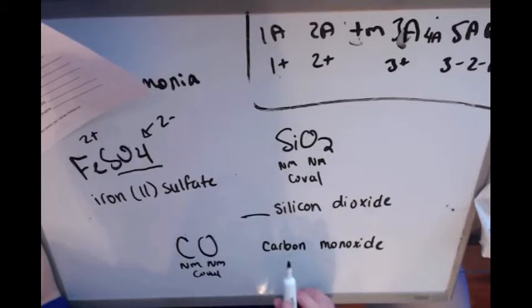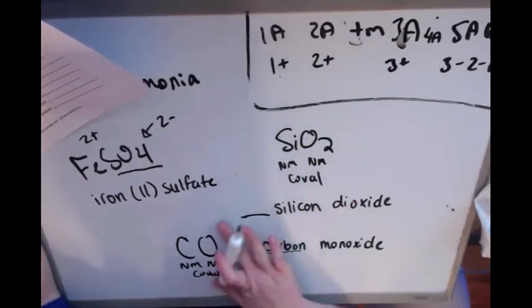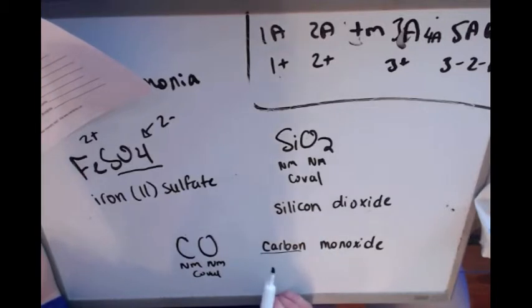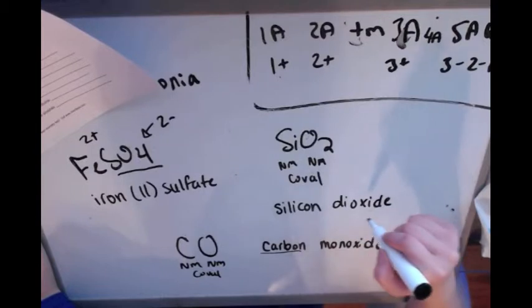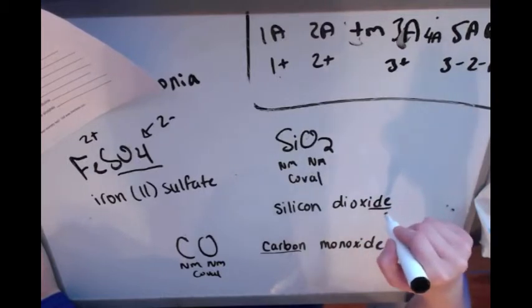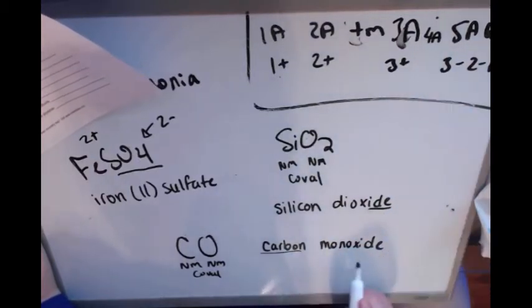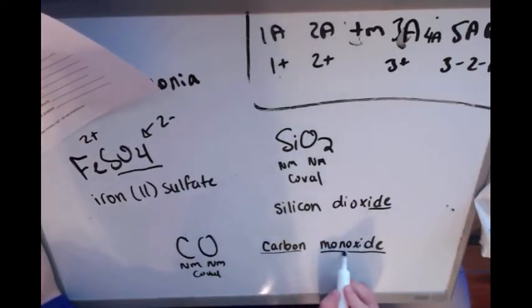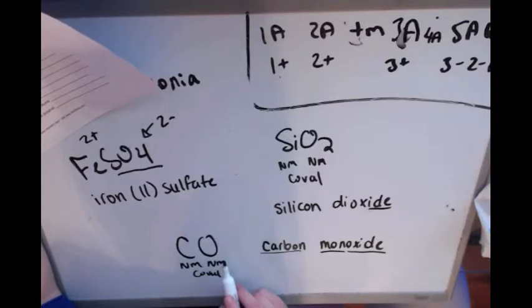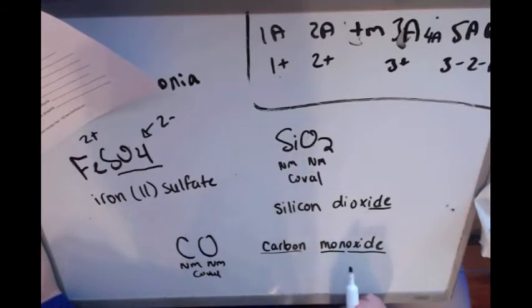Notice how there's one silicon, there's one carbon. I simply just wrote the name, no suffix necessary. There's two oxygens, so I wrote di, and then I turned the oxygen into oxide. Here I also turned oxygen into oxide, but I also added monoxide because there's one oxygen. So we do not put mono on the leftmost atom, but we do put mono, if necessary, on the rightmost atom.